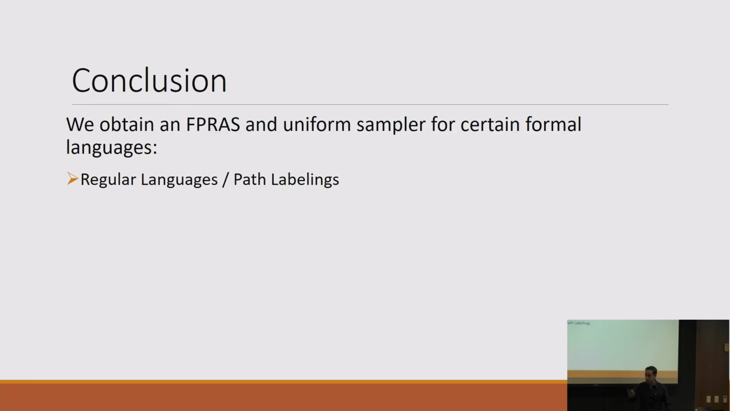So, just a short summary and conclusion of what we did. We gave the first polynomial time randomized approximation scheme for this problem of counting strings accepted by a finite automaton. And this is also the same as the problem of counting path labelings.